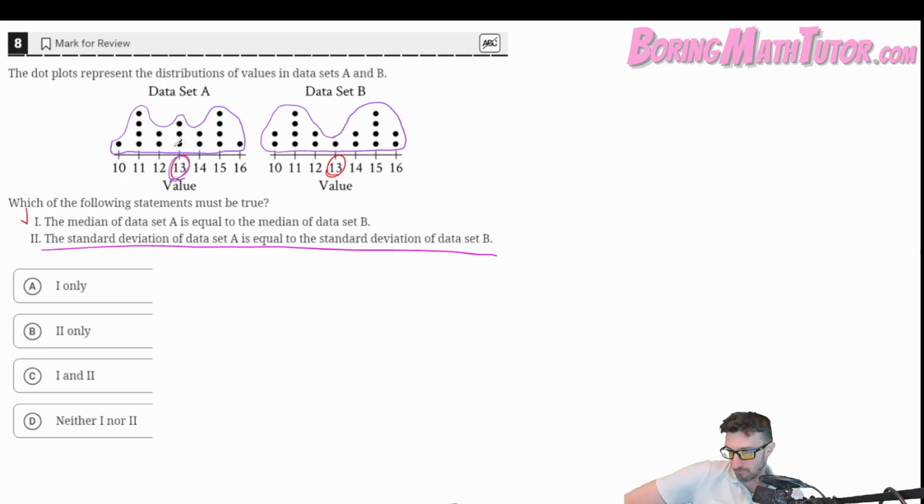For 1, we have 3 data points here at 13. Here we only have 1. But then you can see that it's almost like it got squished a little bit and you moved the data a little bit more that way. So there's definitely more spread in dataset B, and more spread means that you have more standard deviation. So are the standard deviations equal? Nope, they're not. So therefore, 1 only.